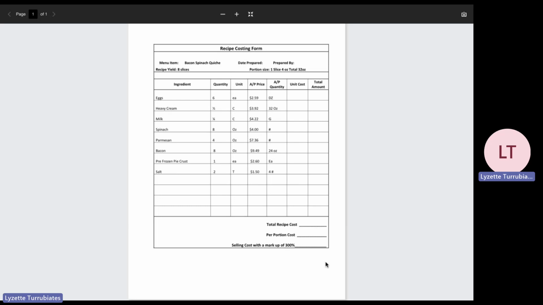And then lastly, we're going to figure out what we should sell our product for. So the selling cost with a markup of 300%. So typically in the restaurant, you want to mark up 3 times. So that's what the 300% is. And that's going to be different for the different markets that you're in, right?